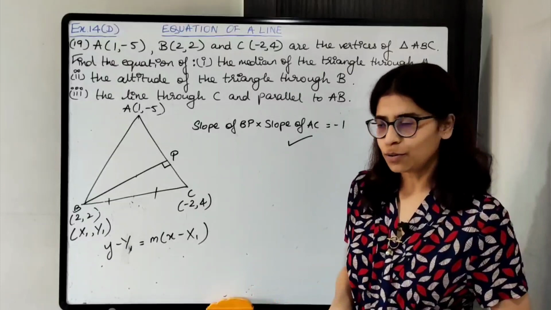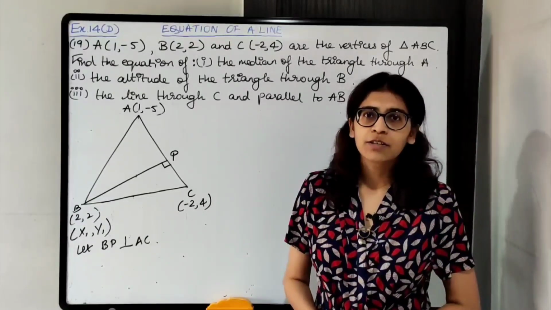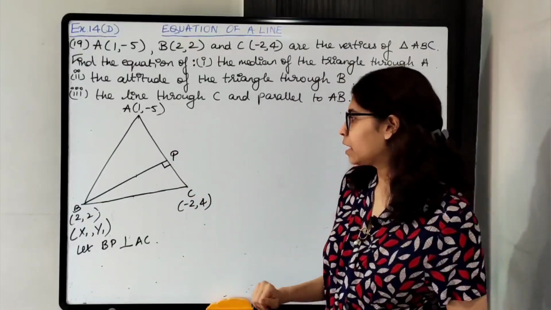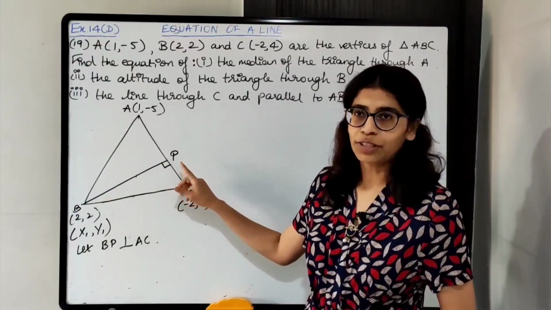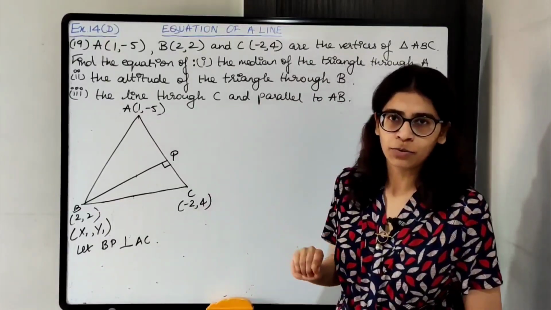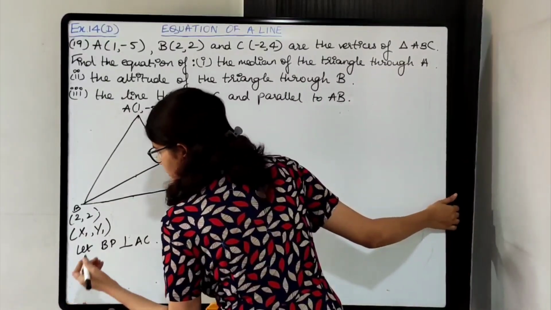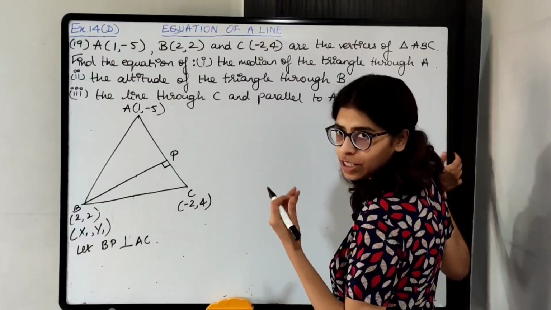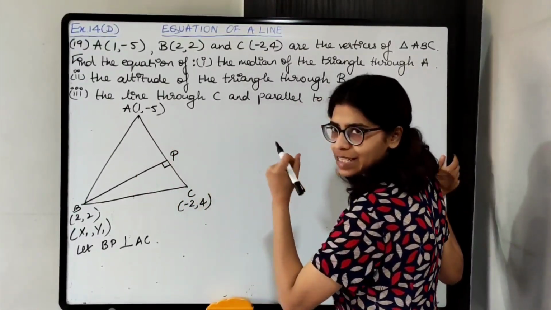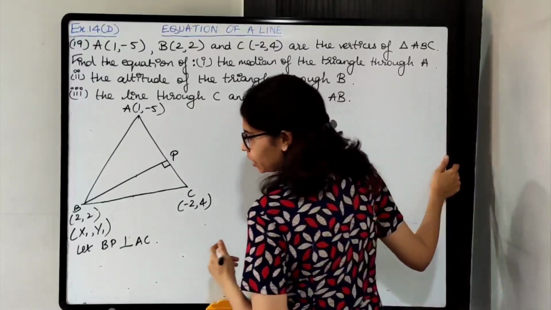So let's solve now. Draw the figure first. So you can draw BP in the same figure that you have drawn earlier. Now BP is the altitude. They have not named the altitude, so name it. Write down, let BP be perpendicular to AC. So we have to find BP का equation. For that we need slope of BP, and slope of BP will get from slope of AC. तो पहले slope of AC find out करते हैं.